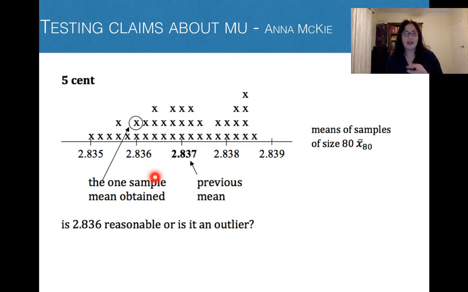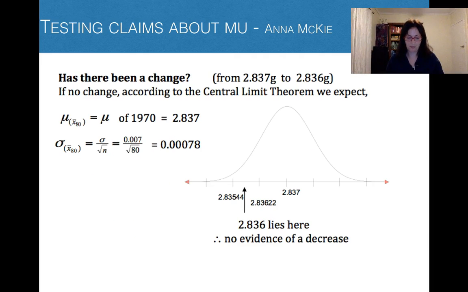So as we know, when you collect samples every time, you're not always going to get exactly the population mean. The central limit theorem tells us it will be approximately the same. So is it a reasonable difference? Alright, so if no, according to the central limit theorem, we would expect no change and therefore that they would be exactly the same. And here is our previous mean, our 2.837, and our new mean, 2.836, lies here. And we know that a 95% confidence interval is nearly 2 standard deviations away from that true mean. And so looking at our graph here, you can see it's not quite that. So it doesn't look like there's going to be evidence.